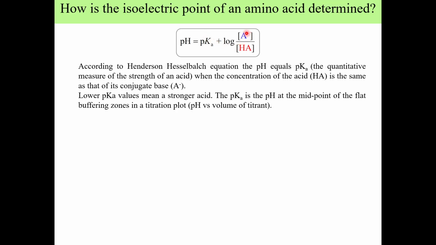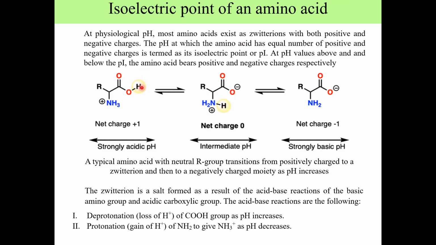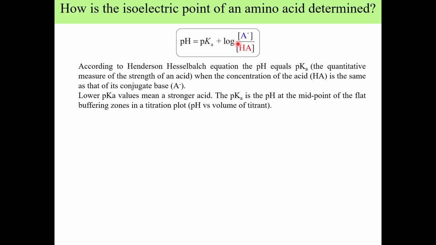When the concentration of the acid and the concentration of the conjugate base are exactly the same, the log of their ratio, the log of 1, gives you 0, and therefore pH is equal to pKa when these are in equimolar concentration. The pKa is the quantitative measure of the strength of an acid, when the concentration of acid HA is the same as that of its conjugate base, A minus. Lower pKa values mean the acid is stronger, and higher pKa values mean the acid is weaker.